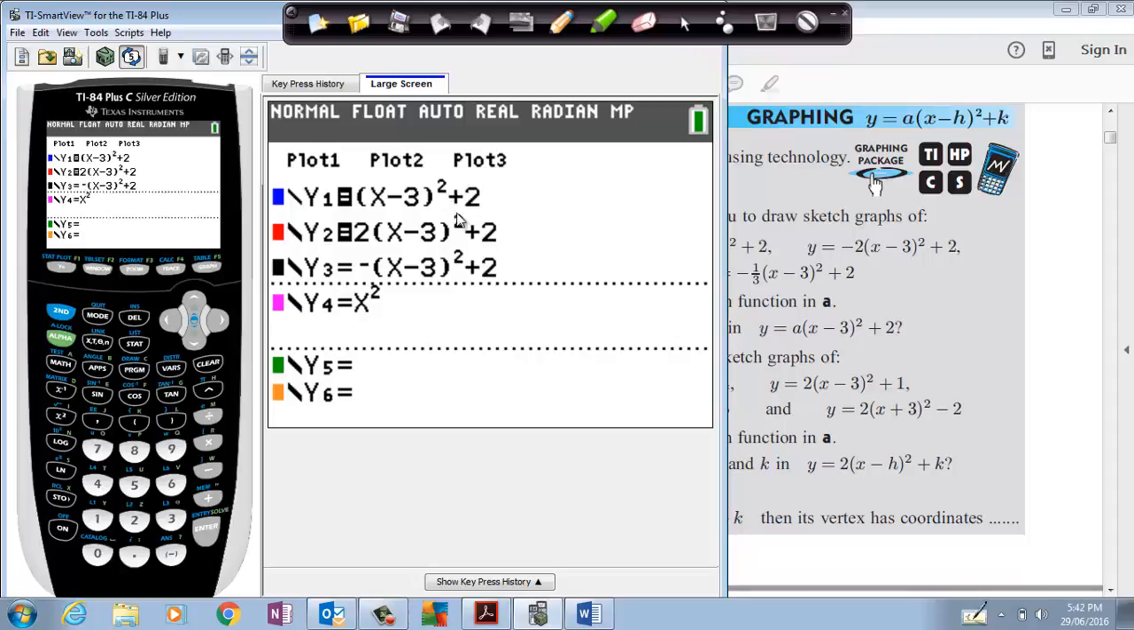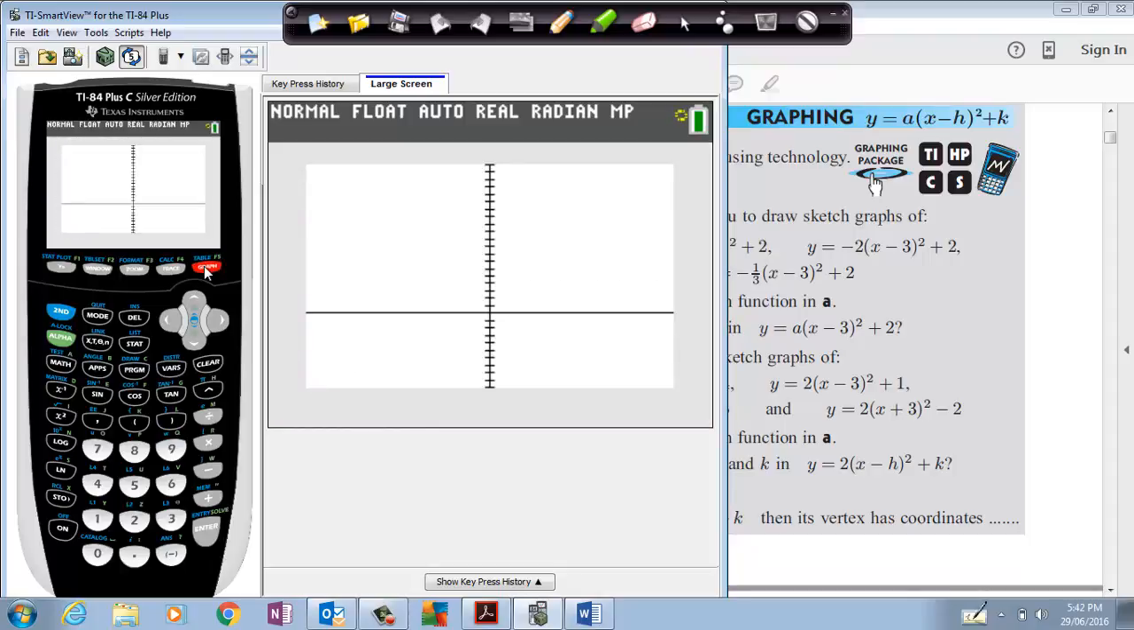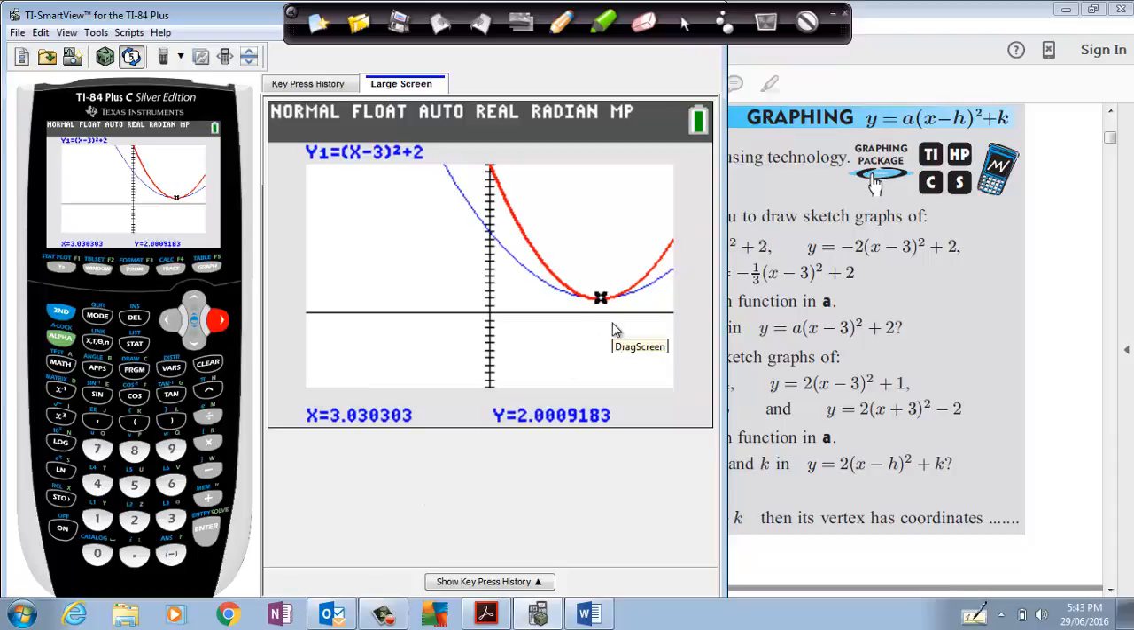Notice the commonality between these two is that we have x take 3 squared plus 2. The a value out the front is the only thing that is different. So when we graph this, we see it actually has a vertex at 3, 2. Both of them have a vertex at 3, 2. If I press the trace key and head down to that vertex, we'll see the coordinates of the vertex or the turning point. Down to here, it's approximately 3, 2.